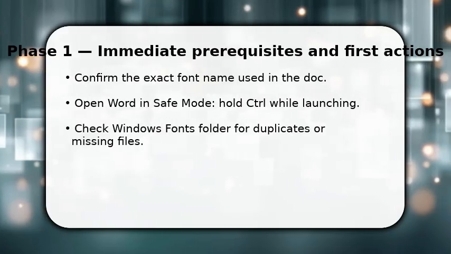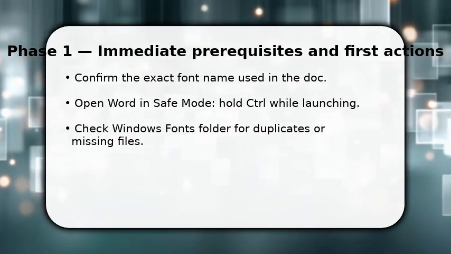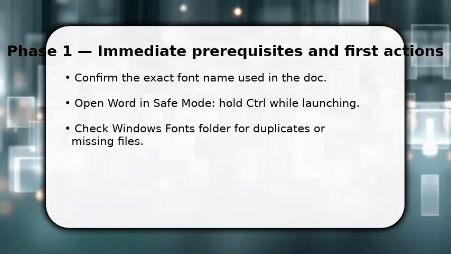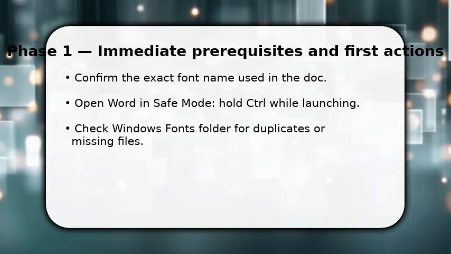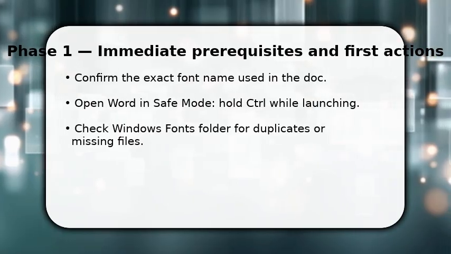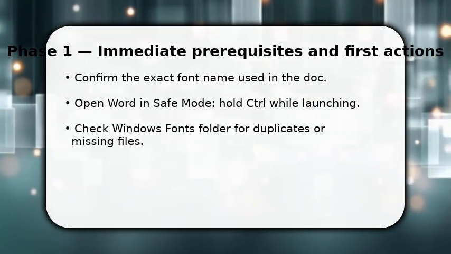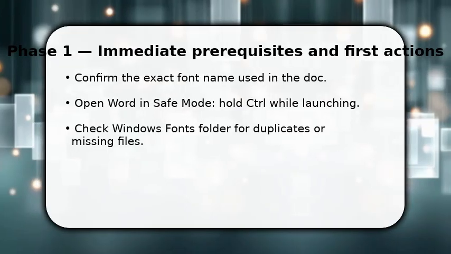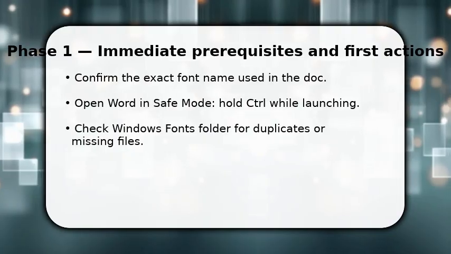You start by confirming the exact font name used in the document so you know what to replace or repair. Open Word in safe mode by holding Control while launching. This isolates add-ins. Then, open the Windows Fonts folder to see if the font is missing, duplicated, or corrupted. Once done, note any file names or odd variants so you can reinstall the correct font file next.